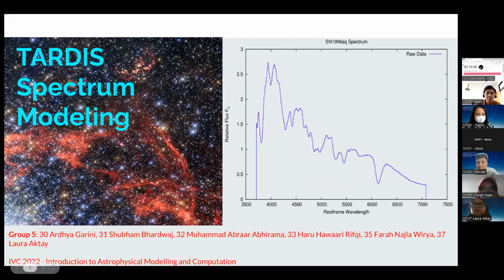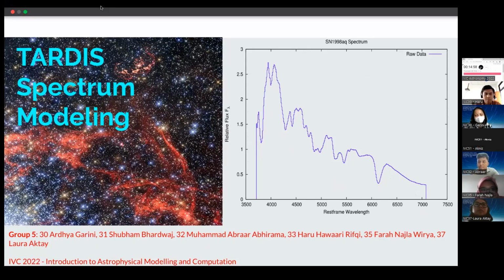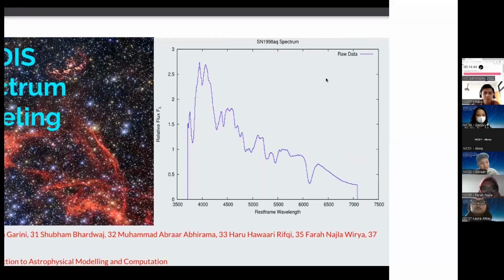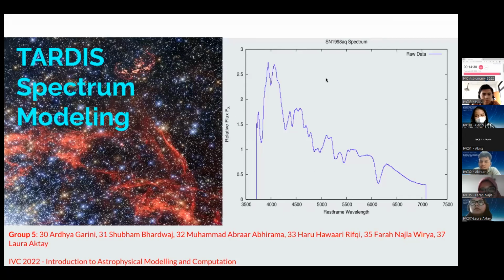So hello everyone. Good morning, good afternoon, good evening, or maybe good night in some places. I am Shubham Bharadwaj, from Group 5. Me with my other team members, Garini, Abrar, Haru, Farah, and Nora, are going to give a short presentation on TARDIS, which is a spectrum modeling tool. On the first slide itself, you see there are two figures. Haru, the slides are not correctly visible. It's shifted towards the left. Yeah, now it's okay. Sorry for the interruption.